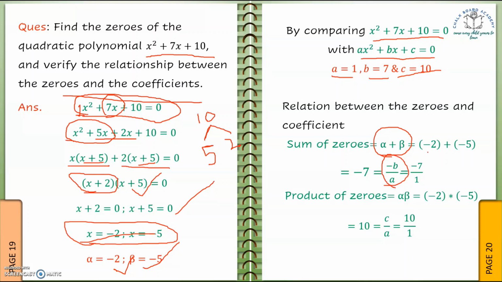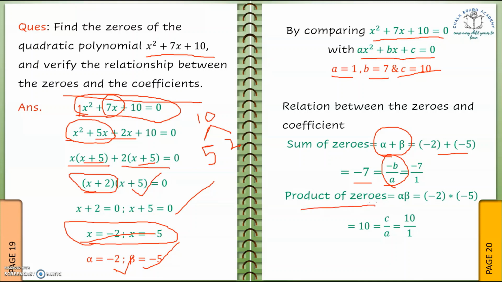So alpha plus beta, that is minus 2 plus minus 5. So the resultant answer here is minus 7, or minus b by a is equal to minus 7 by 1. So that is equal to minus 7 only, because if the integer has nothing in the denominator, that means it has 1 as denominator. So minus 7 can be written as minus 7 by 1.